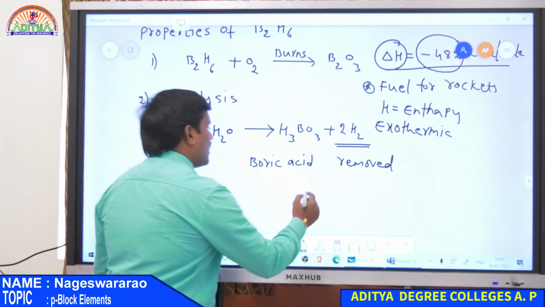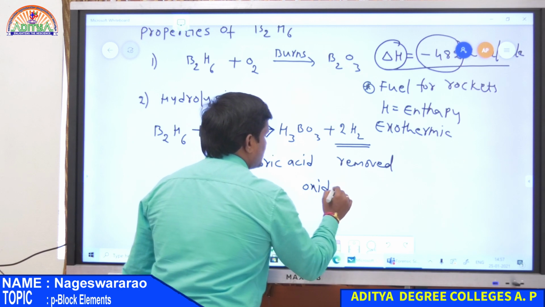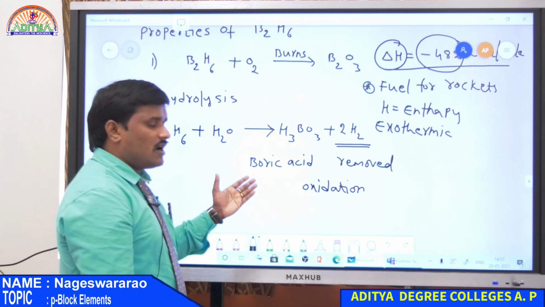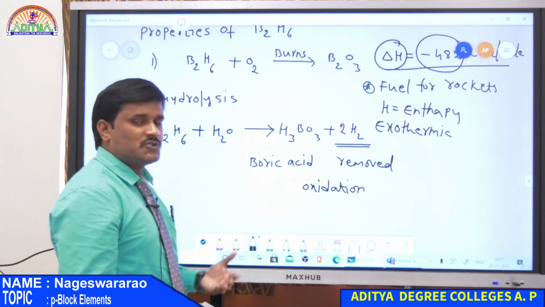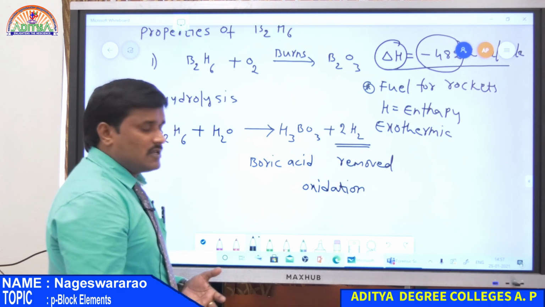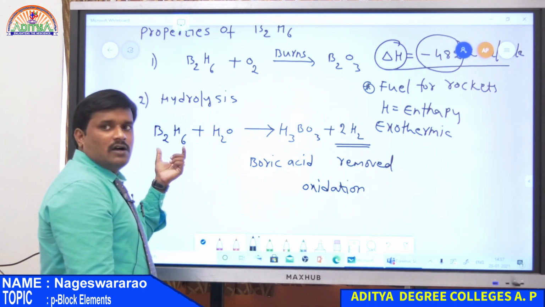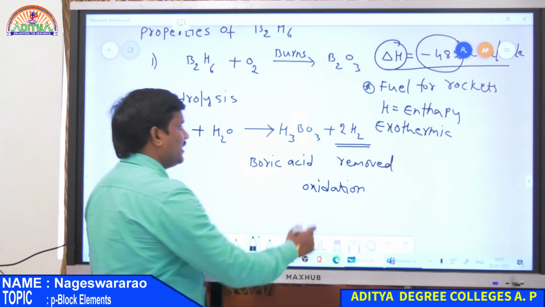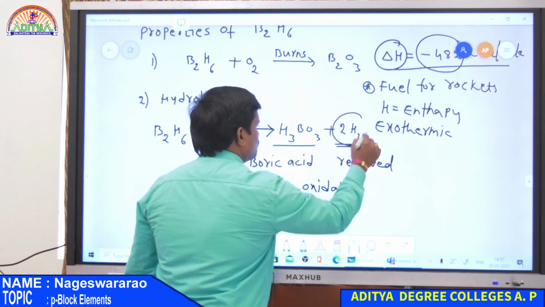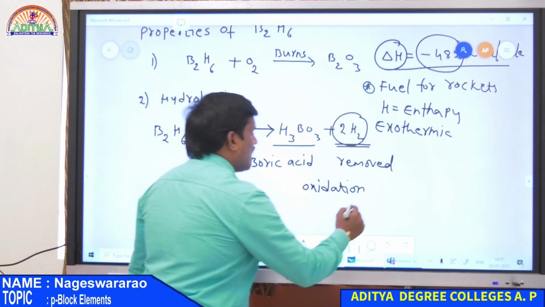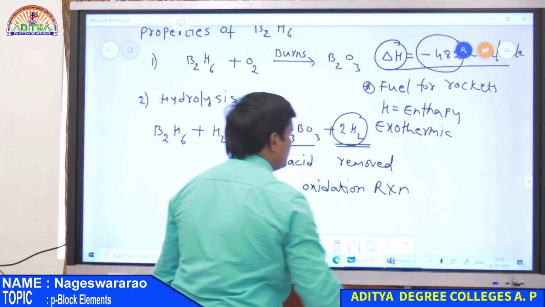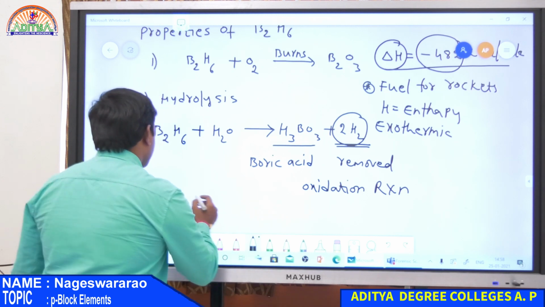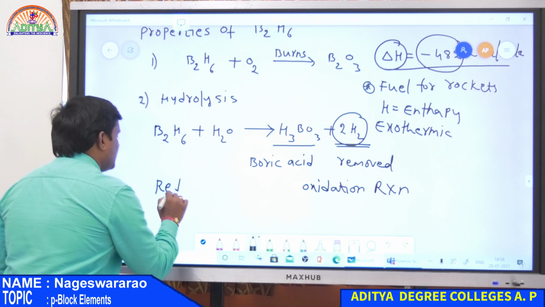Therefore, this is an oxidation reaction. So what is an oxidation reaction? Addition of oxygen is known as oxidation, or removal of hydrogen is known as oxidation. So in this reaction, whenever B2H6 is reacted with water, that is nothing but hydrolysis, it gives boric acid along with H2. Therefore, this is an oxidation reaction. It means B2H6 itself undergoes oxidation. That is why this is used as a reducing agent.